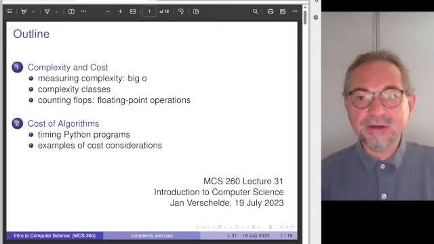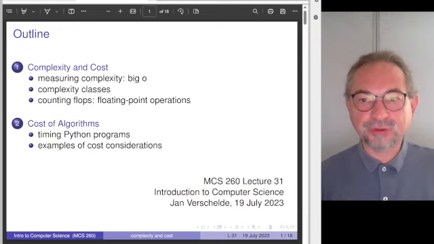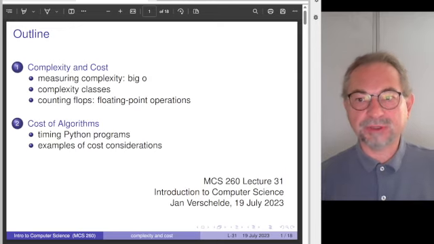So the point of today is to introduce the notions of complexity and cost. That's at the conceptual, at the theoretical level. And then we will see several ways to measure the cost of Python programs.